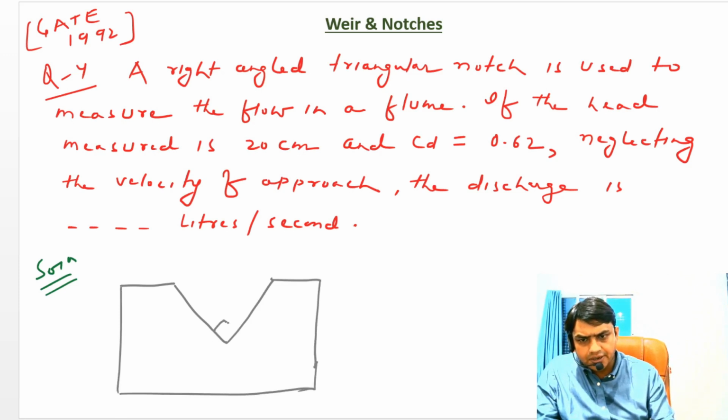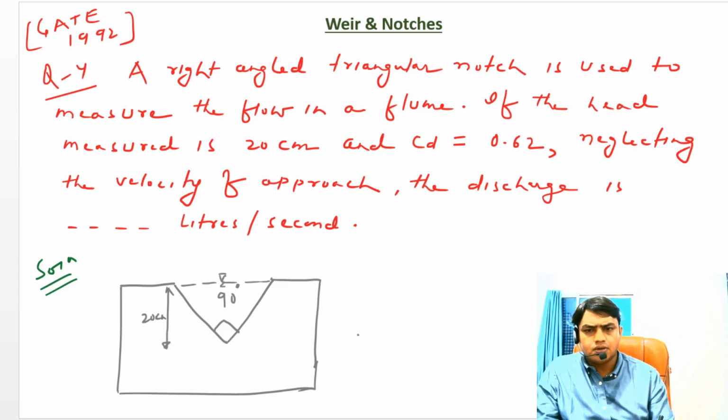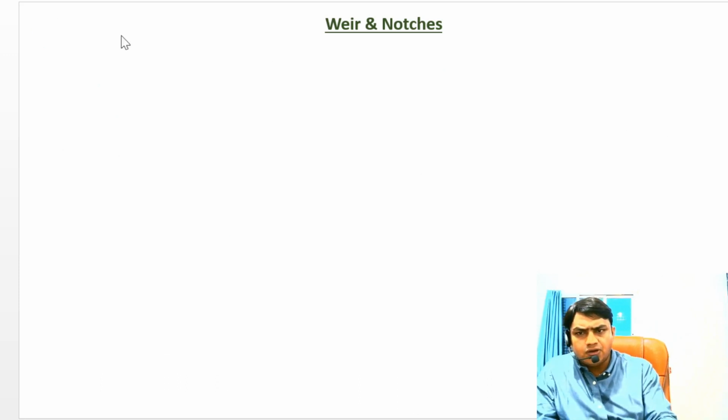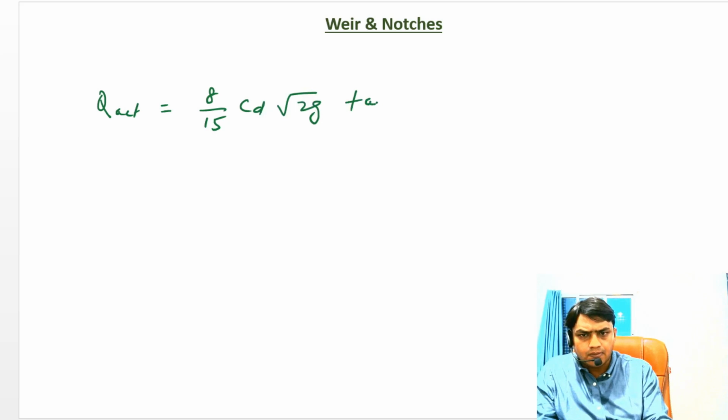This angle is 90 degree, means theta by 2 is 45 degree. Head is 20 centimeter. Let us assume this is the water level. So in a V notch, we know that actual discharge can be computed as 8 by 15 Cd root under 2g tan theta by 2 into H to the power 5 by 2.